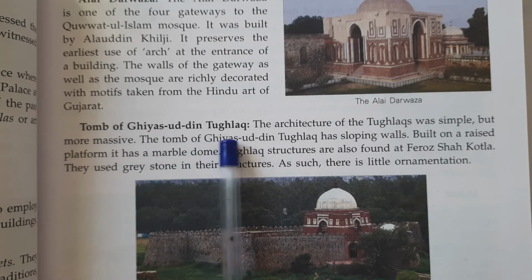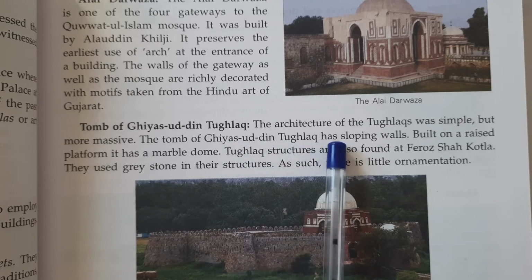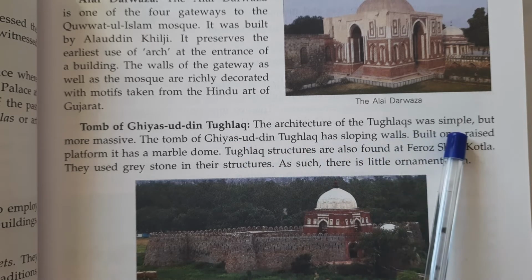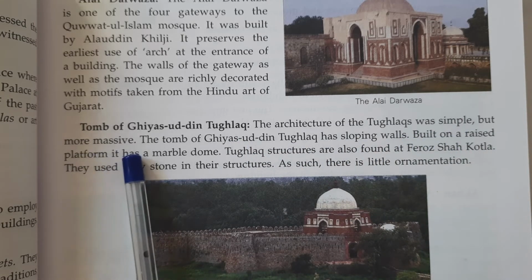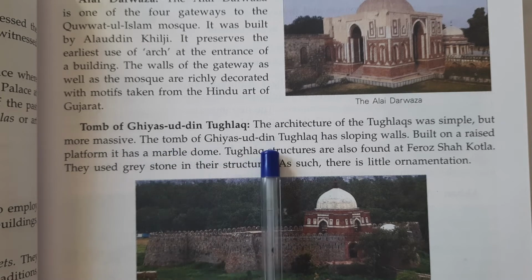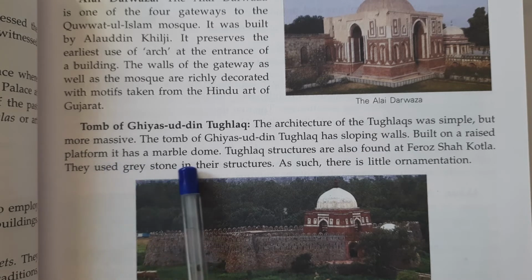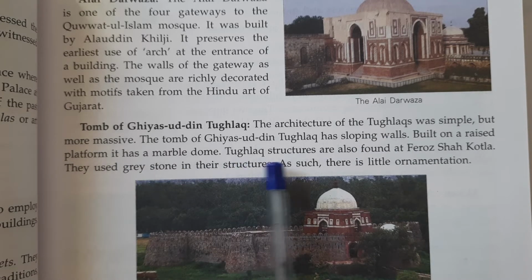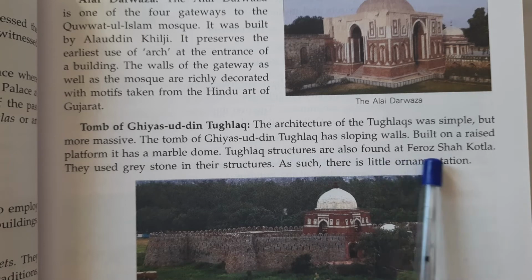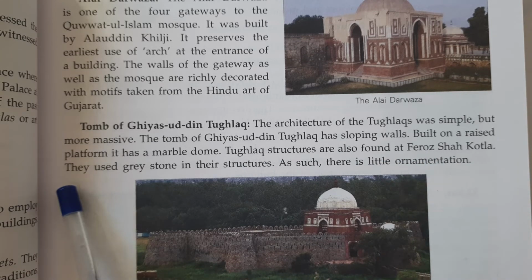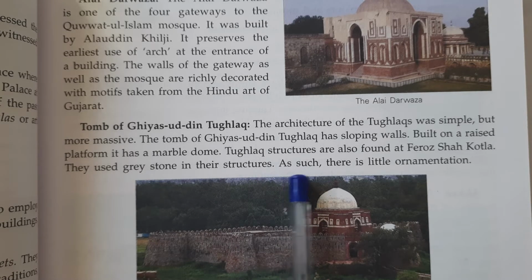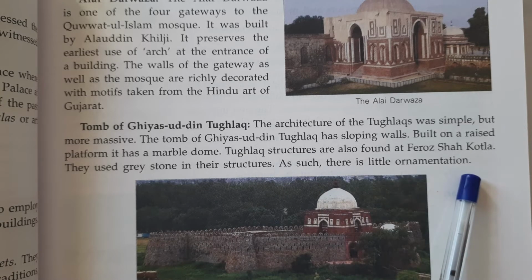Tomb of Ghiyasuddin Tughlaq. The architecture of the Tughlaqs was simple but more massive. The tomb of Ghiyasuddin Tughlaq has sloping walls. Built on a raised platform, it has a marble dome. Tughlaq structures are also found at Firoz Shah Kotla. They use grey stone in their structures. As such, there is little ornamentation.